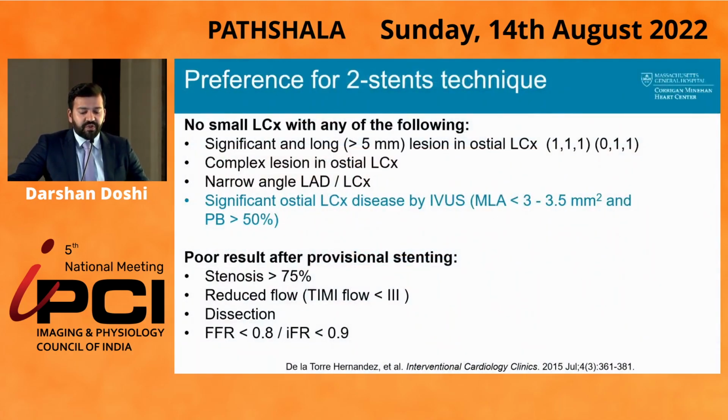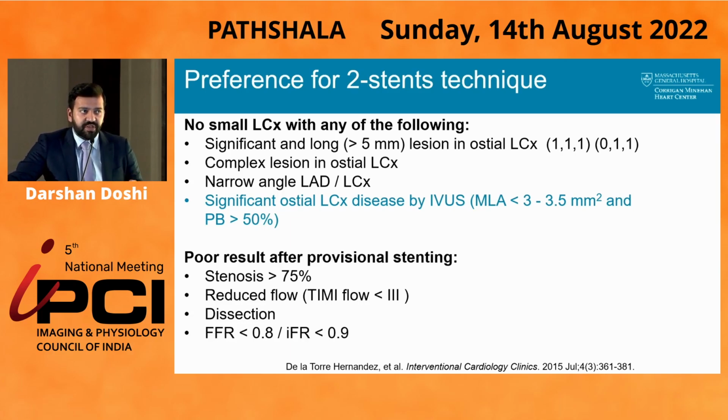Now, the preference for two-stent technique is the following. If you don't have a small circ, you have a large circ or dominant circ, and there's significant long disease, more than 5 millimeters in the ostial circ with a true Medina 111 or a 011, then you're going to want a two-stent strategy. If you have a complex lesion in the ostial circ, if you have a narrow angle, and by IVUS, if the MLA is less than 3 to 3.5 and the plaque burden is greater than 50%, you want to go ahead and use a two-stent strategy.